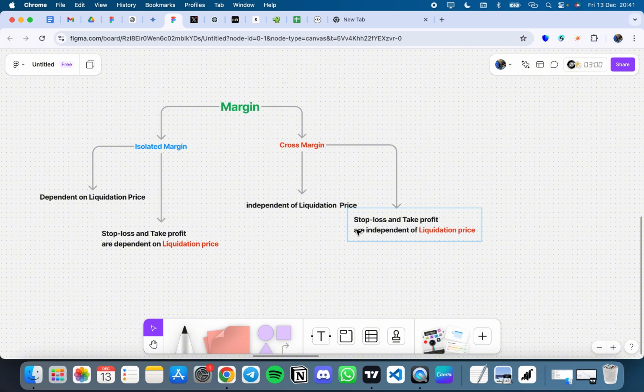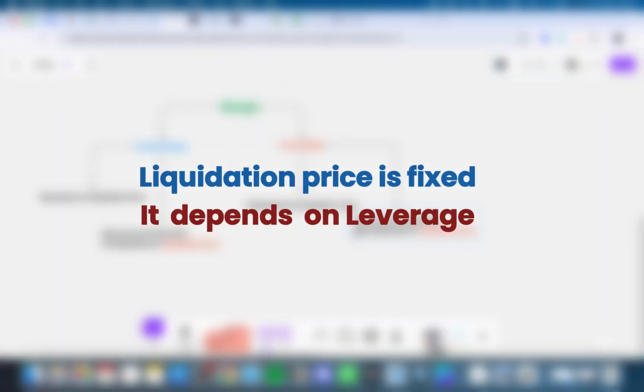Unlike here, where price doesn't need to get to your stop loss or TP. If it just touches your liquidation price, the trade is over, right? So your liquidation price on isolated has to be far above or below your stop loss and TP for you to trade correctly. And the fixed rule is that your liquidation price is dependent on your leverage and it's fixed. You cannot move it, right?